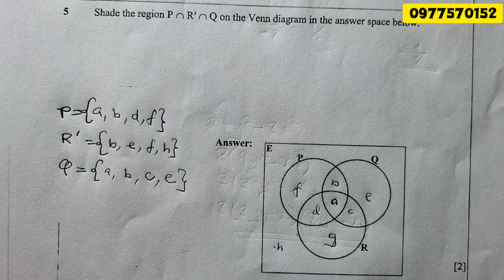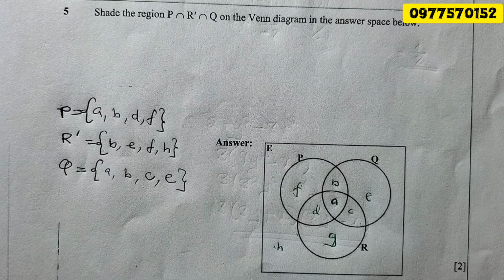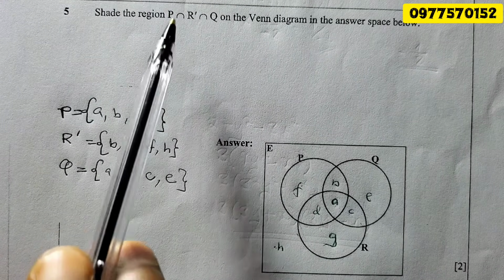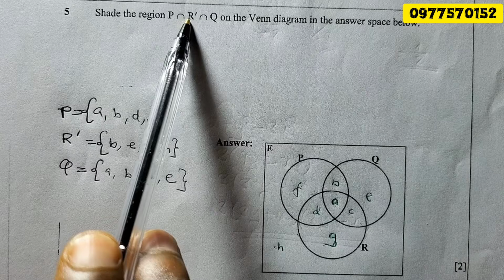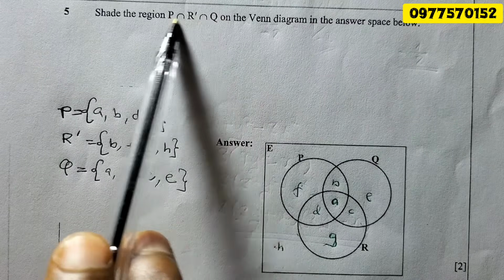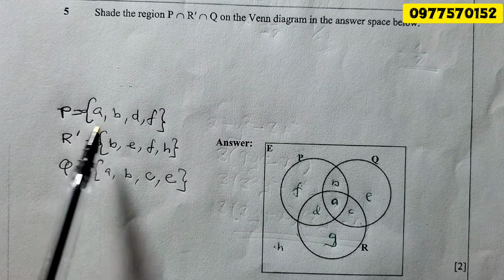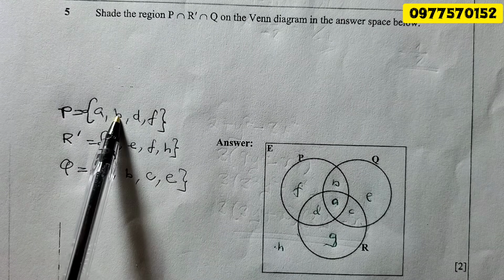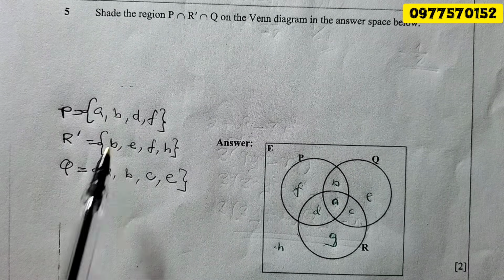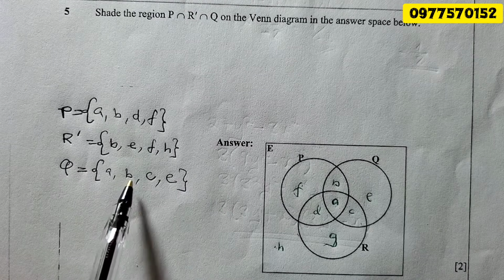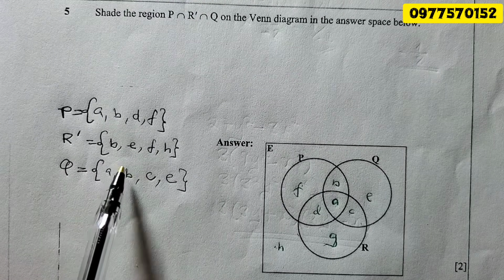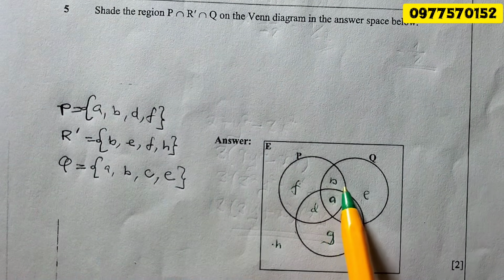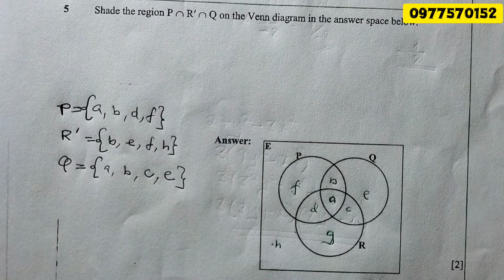So this is what we do. They are saying what is common in P intersect R complement intersect Q. So what is common in all the three? A is here but is not here. B is in P, is in R complement, and is also in Q. What else is common? Only B. So B is in this region here. That is the answer.